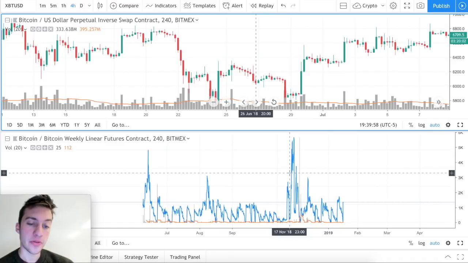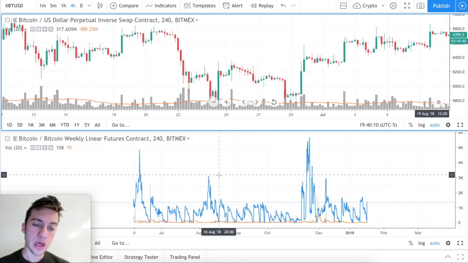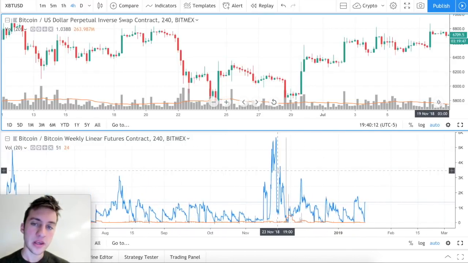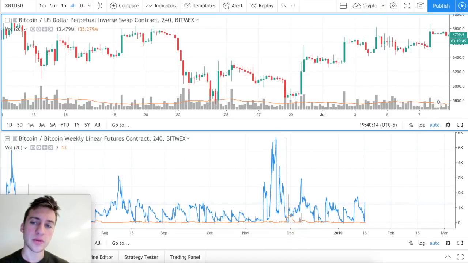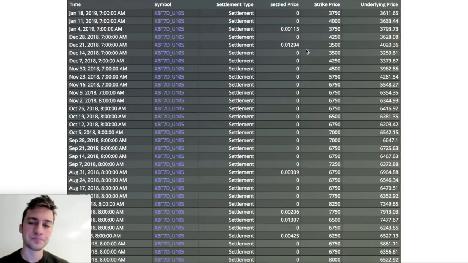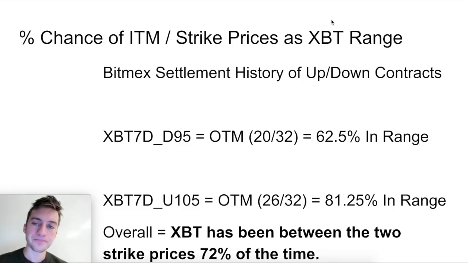the volume for the upside and the downside contracts to look for what the retail traders are doing. Is there an insane amount of pessimism in here? Is there an insane amount of optimism in here? And you would just do that by looking at the price and the volume of these contracts. And you'd probably also want to look at the settlement price, at the strike price. And you can find this on the Bitmex site. If you click on the contract, it'll tell you what the strike price is for the next contract.